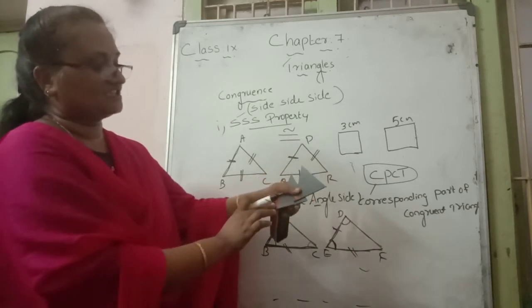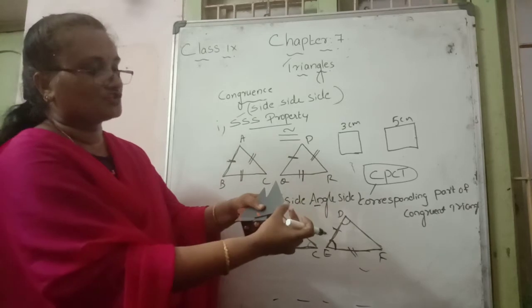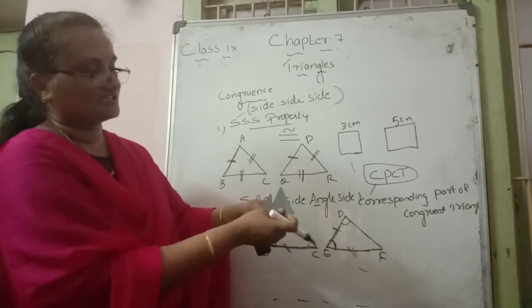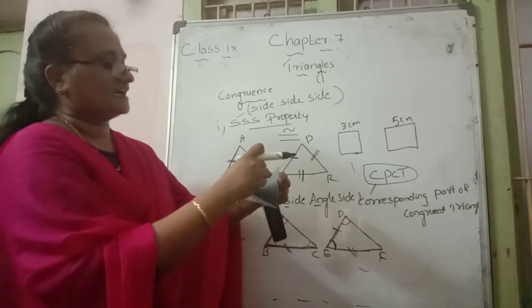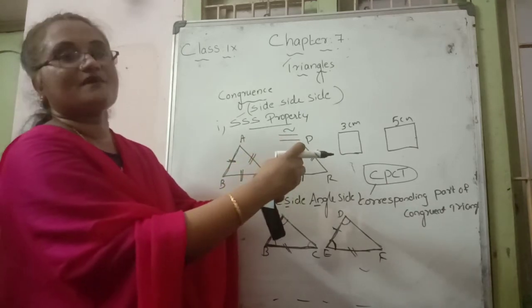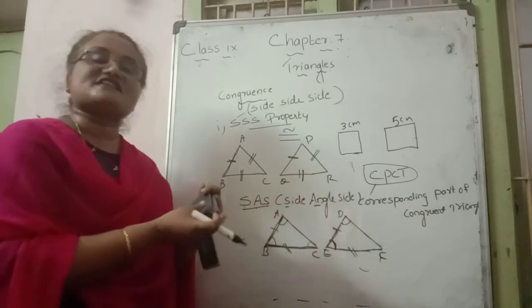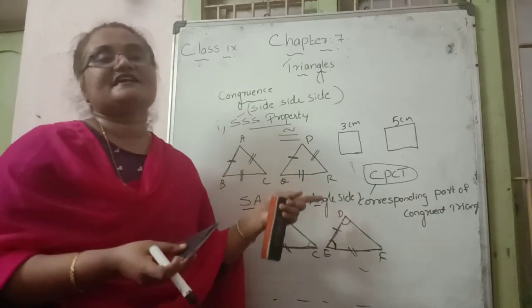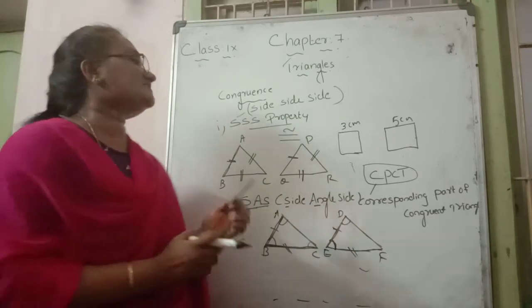That's why I marked this side; here also that angle will be equal. Suppose you take this angle with these two sides; here also these two sides. Suppose here the top angle is taken with these two sides, and here also the corresponding sides are like that. Two sides and their included angle are equal. That property we call the SAS property.